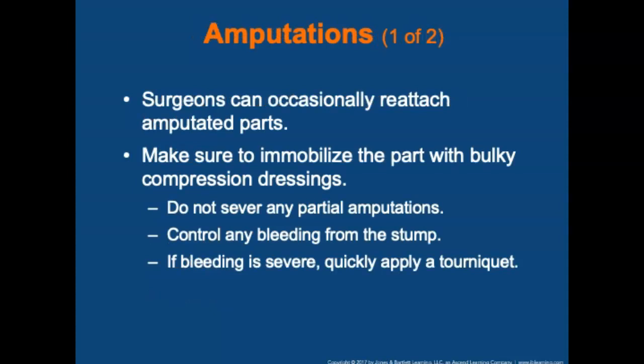Okay, amputations: control bleeding and treat for shock. Surgeons today can occasionally reattach amputated parts. With partial amputations, be sure to immobilize the body part with a bulky compression dressing and splint to prevent further injury. Do not sever any partial amputations. Control any bleeding from the stump. If bleeding is severe, quickly apply a tourniquet.